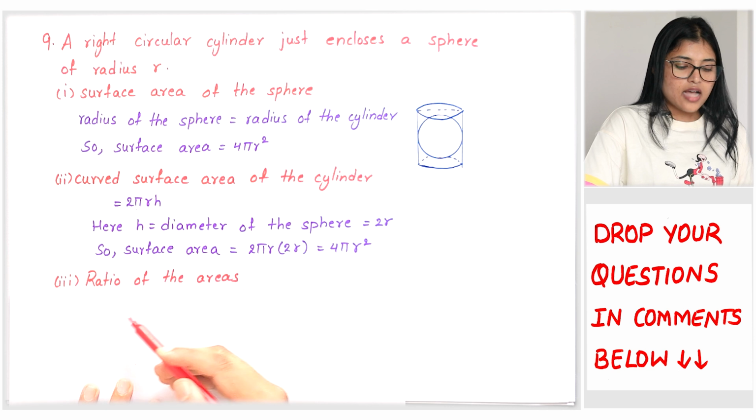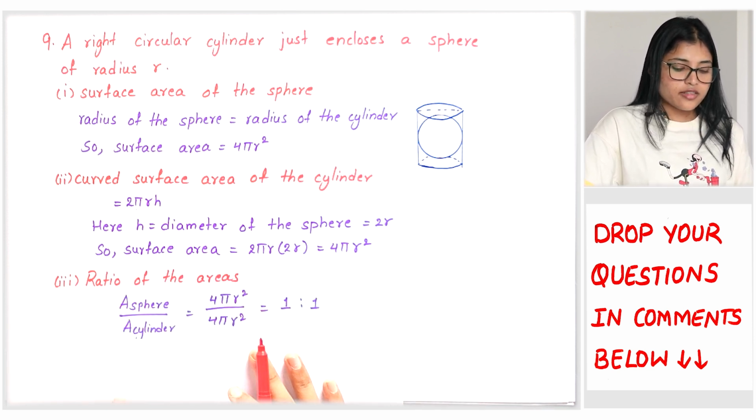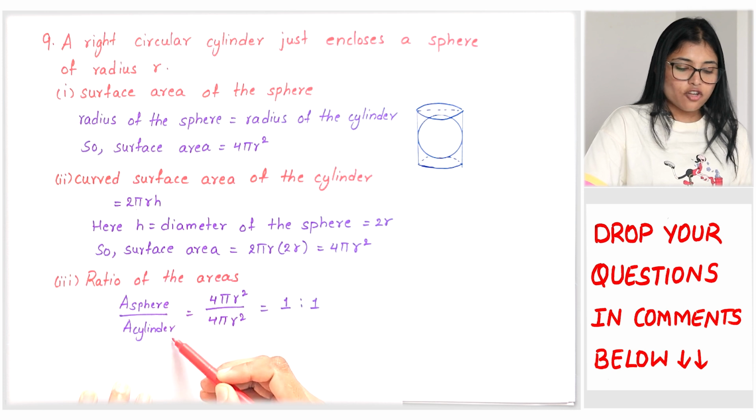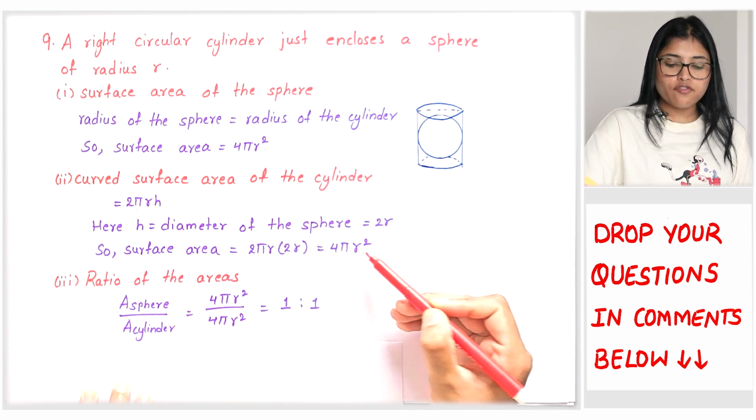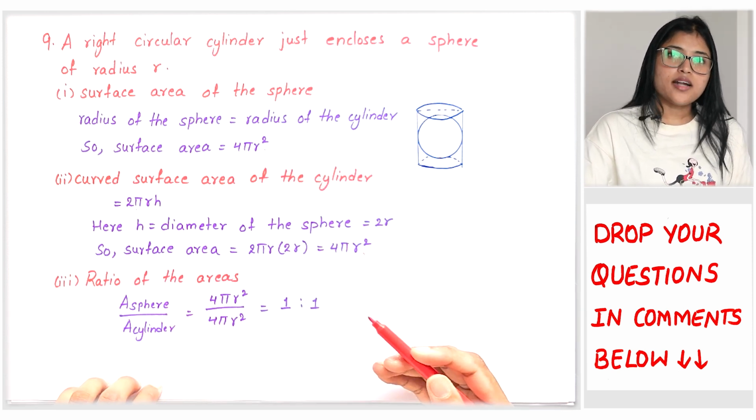The final part asks us to find the ratio of the area of the sphere and the cylinder, which is nothing but area of the sphere by area of cylinder, which is 4 pi r square by 4 pi r square, which is 1:1. With this, we have come to an end to exercise 11.2.